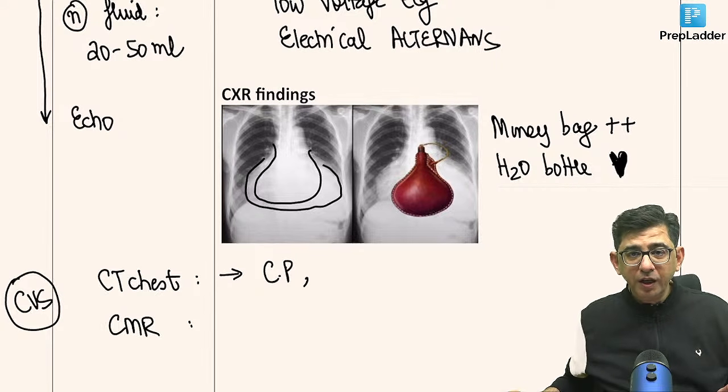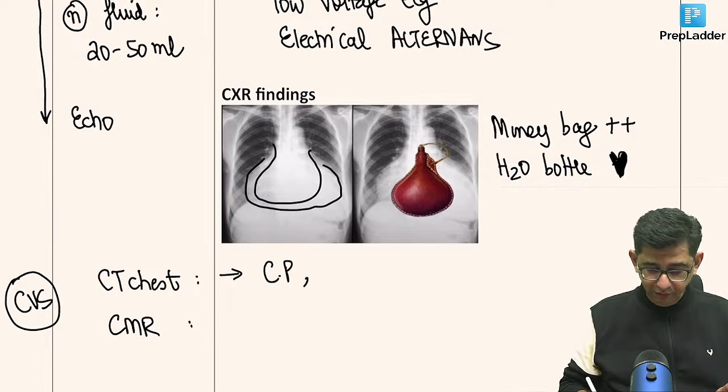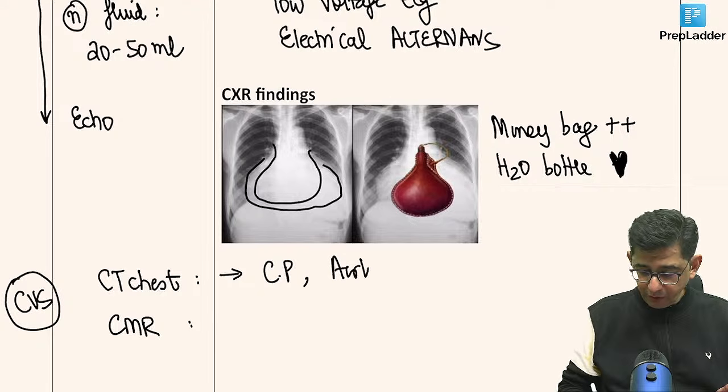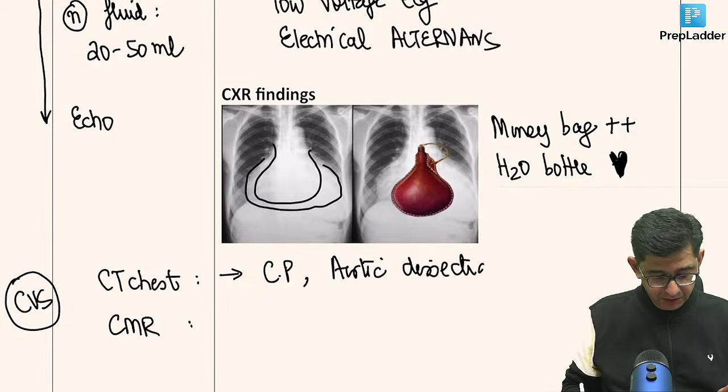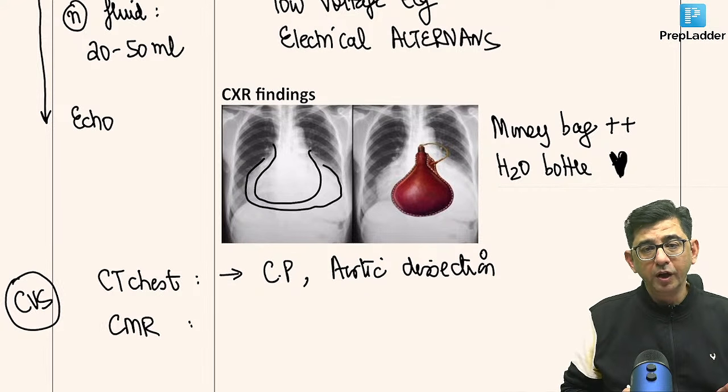I gave the hint: unequal pulses between the left and the right radial artery. Very good. That would be aortic dissection. There are only 2 MCQs in the whole of the cardiovascular system where you will be answering constrictive pericarditis and aortic dissection. That's the critical part, guys.